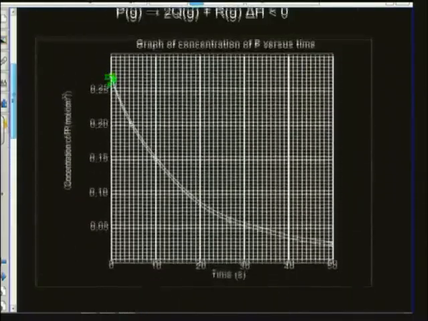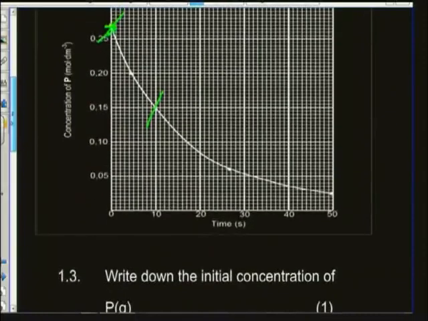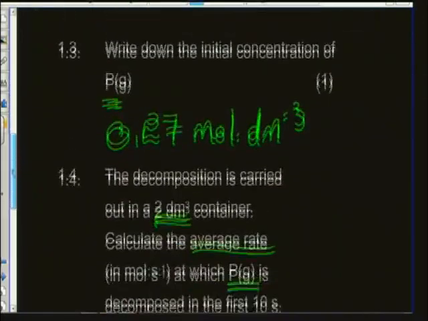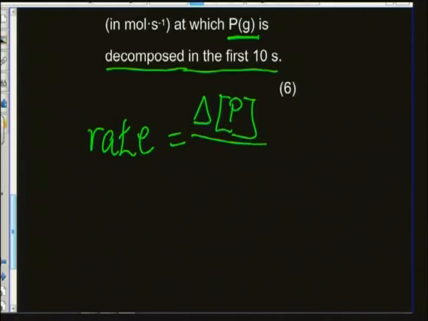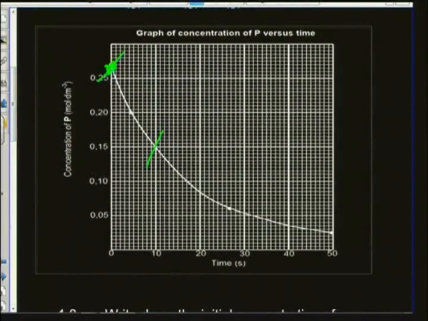Now, if we look at it, we are saying here that the first 10 seconds, in other words, from there to there. Now, what is the rate in mole per second that we have got? Our rate will be equal to, look at it this way, the change in concentration of P divided by the change in time. In this case, they specifically want us to express this in mole. We should be able to look at our graph and say, how many moles do we have there, and how many moles do we have there?